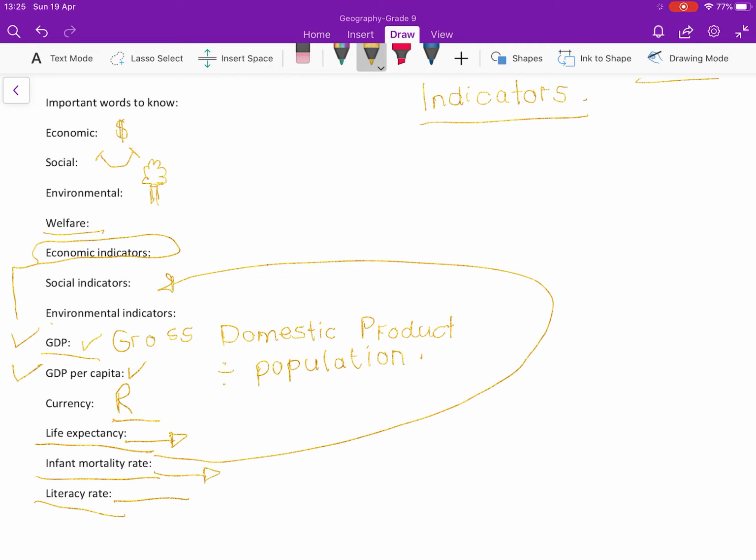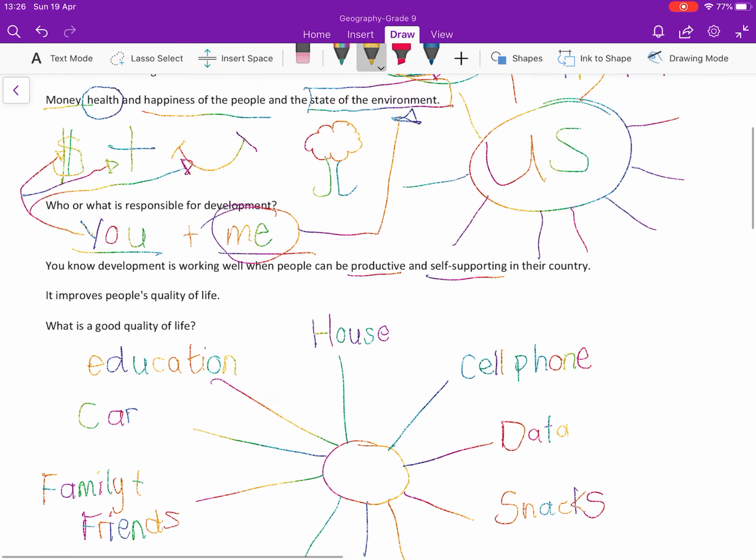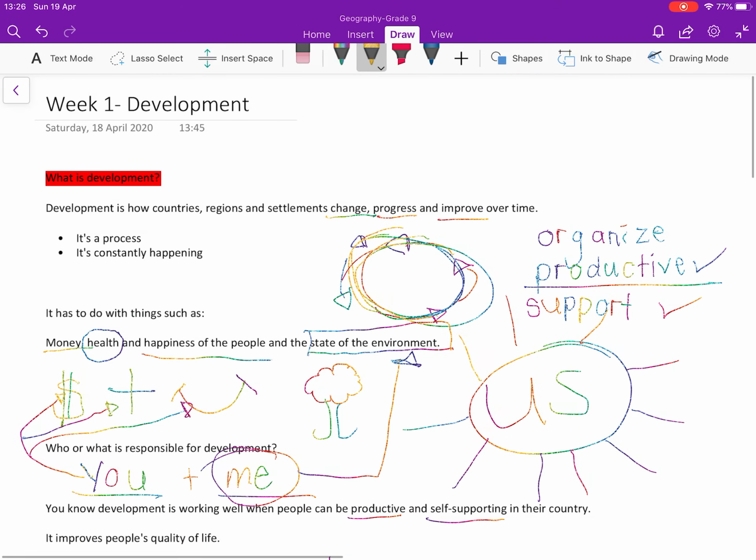And we will look at the environmental indicators, which basically show the impact that human activity has on the environment. So our jobs, working, traveling to work, how does that impact the environment? So in our next lesson, we will go through a bit more detail on the indicators and how we can measure development. I hope this helped you guys.